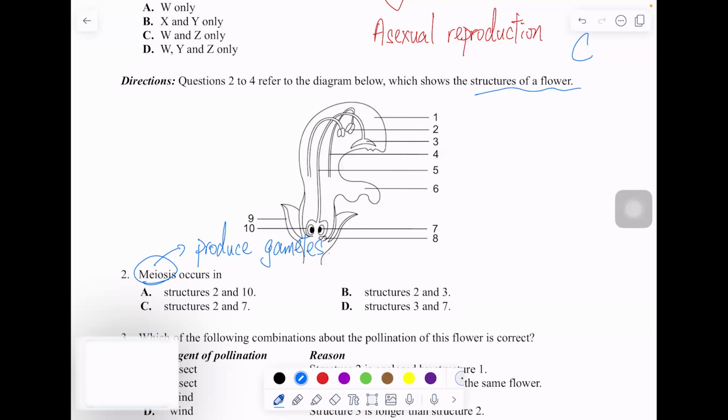As we are trying to produce the gamete, where will be the part that produces the gamete? Definitely it will be the part responsible for sexual reproduction. Both the anther and the ovules contain the gametes, and they will be produced by meiosis, the meiotic cell divisions. So therefore, the answer would be C again.